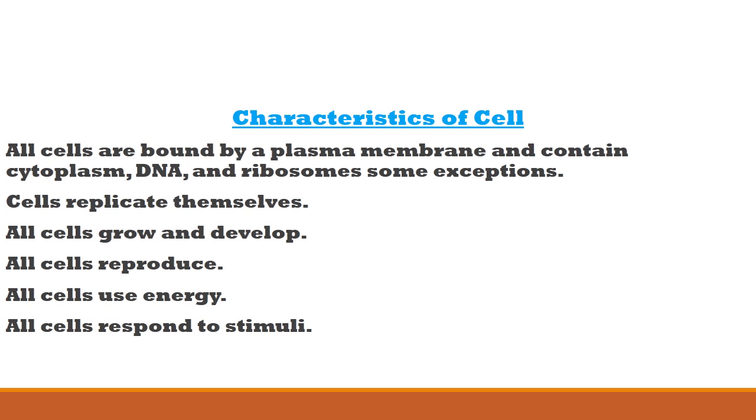Characteristics of a cell, very simple. All cells are bound by a plasma membrane, and the plasma membrane is made up of phospholipids. Cells replicate themselves. All cells contain cytoplasm, DNA, ribosomes, etc. Every cell grows, develops, reproduces, uses energy, and responds to stimuli.